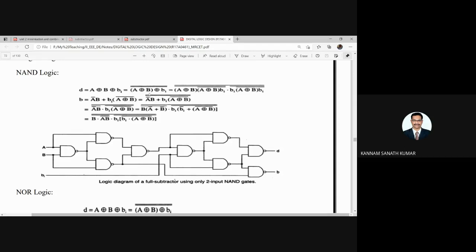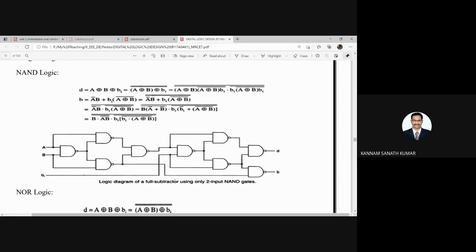We have already seen that you can write the complement of complement, bar of bar. So A XOR B you can consider as one term. You can write like this: A XOR B, A XOR B into Bi whole bar, again whole bar. Bi into A XOR B into Bi, whole bar, again whole bar. You can write like this. And Bo equals what? A bar B plus Bi into (A XOR B) whole bar.